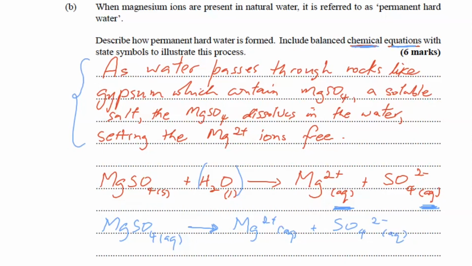Solvation is taking place. That's hydration, solvation with water. But you get the point. So that's that. I don't particularly like this question, especially because they have said include balanced chemical equations. They could have said include a balanced chemical equation with state symbols to illustrate this process. So that is that. This should give us 6 marks.